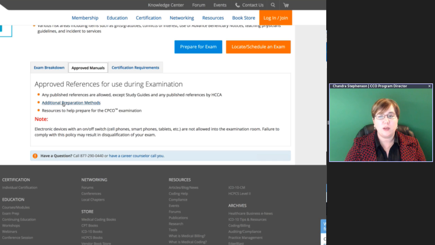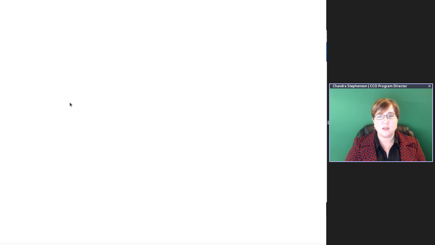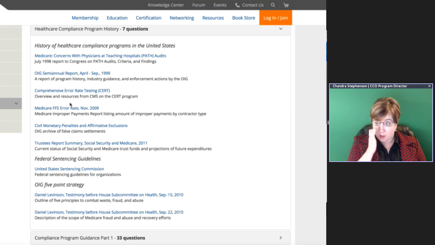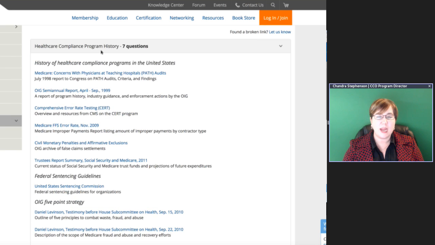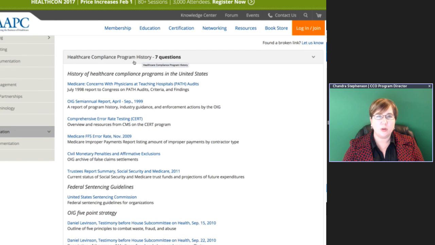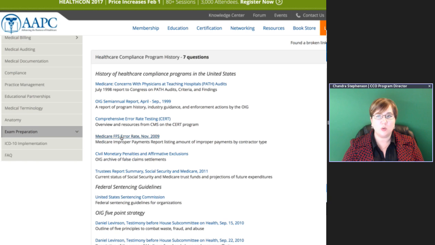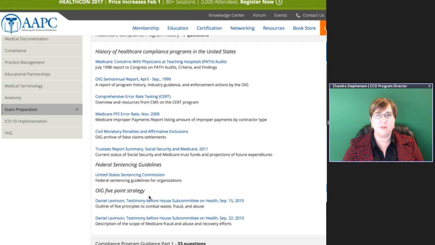And this is one of the few that if you click on additional preparation methods, see if it'll come up here, they actually give you links on the AAPC website to the different components. And this is broken down just as those areas are on the page we were looking at before to show the areas they're testing on. Like here they'll say there's 7 questions on healthcare compliance program history. Here are all of the links to some of the most common things you'll want to know about. Here's the history of healthcare compliance laws, federal sentencing guidance, the OIG 5-point strategy.